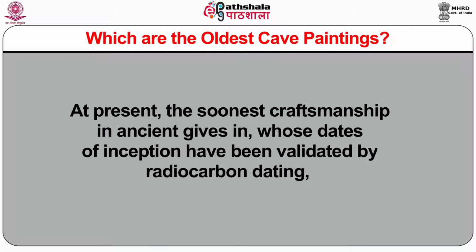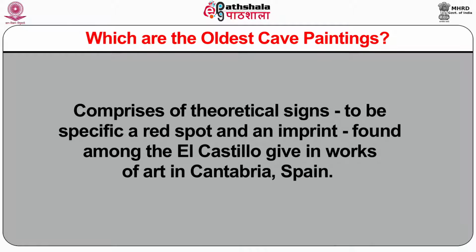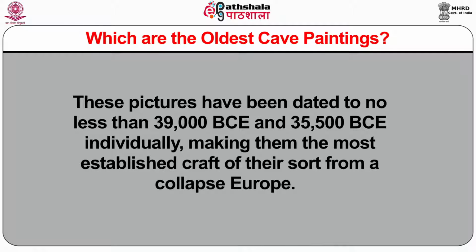Next, there can be a question: which are the oldest cave paintings? At present, the oldest cave art, whose dates of inception have been validated by radiocarbon dating, consists of abstract signs, namely, a red spot and an imprint found among the El Castillo cave paintings in Cantabria, Spain. These pictures have been dated to no less than 39,000 BCE and 35,500 BCE respectively, making them the oldest art of their kind from Europe.